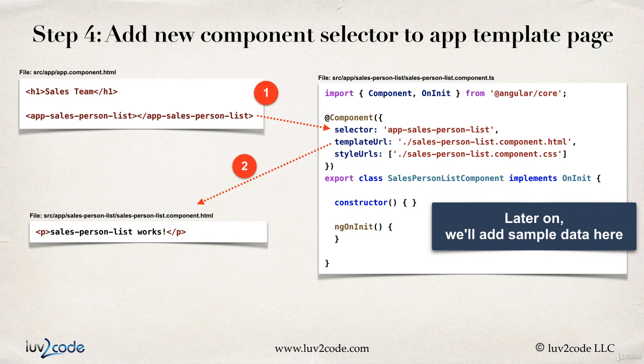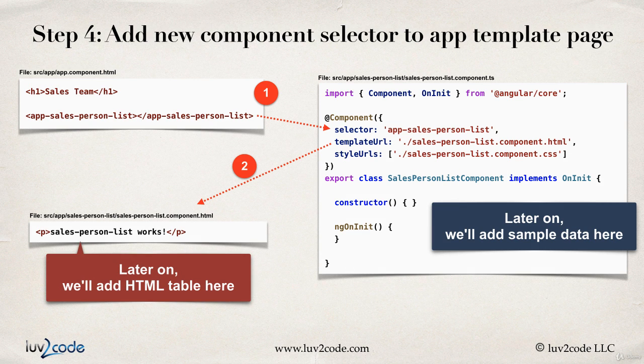Now later on in our component class, we'll actually add sample data here. And then over on our template file, our component.html, we'll add our HTML table here. And you'll see how this will all come together later in the video.